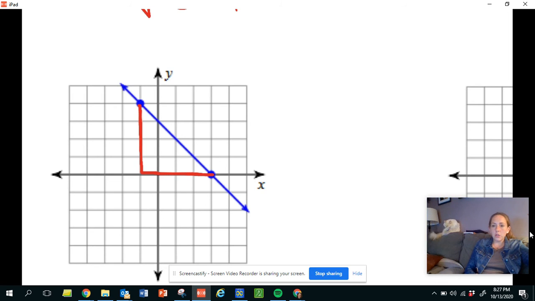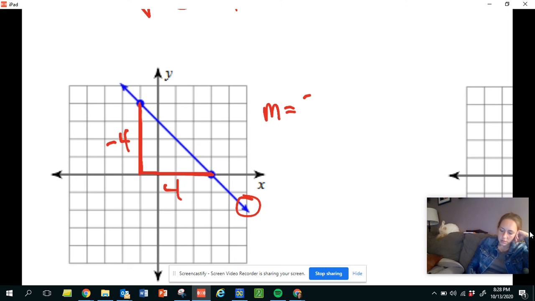If it's going up or right, that'll be positive. If I'm going down or left, that'll be negative. Basically, we read graphs from left to right, so if on the right side it's pointed down, your slope should be negative. From this point, I went down 1, 2, 3, 4 spaces. That's going to be a -4. And I went right 1, 2, 3, 4 spaces. So my slope is going to be -4/4, which simplifies down to -1.